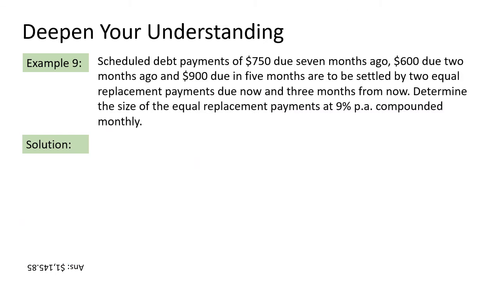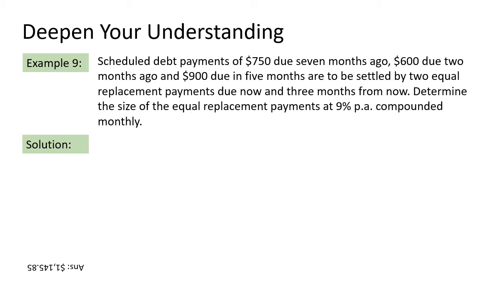All right, so we're at our final example for this lecture. Scheduled debt payments of $750 due 7 months ago, $600 due 2 months ago, and $900 due in 5 months are to be settled by 2 equal replacement payments due now and 3 months from now. Determine the size of the equal replacement payments at 9% per annum compounded monthly.